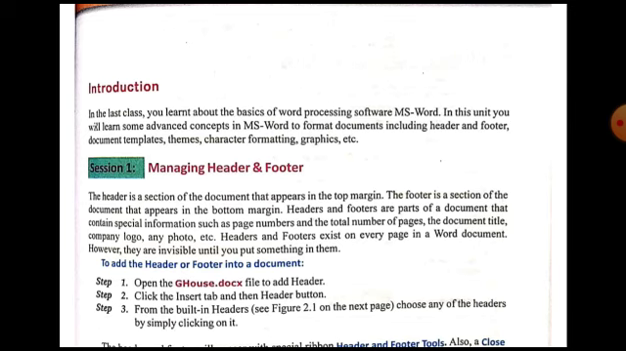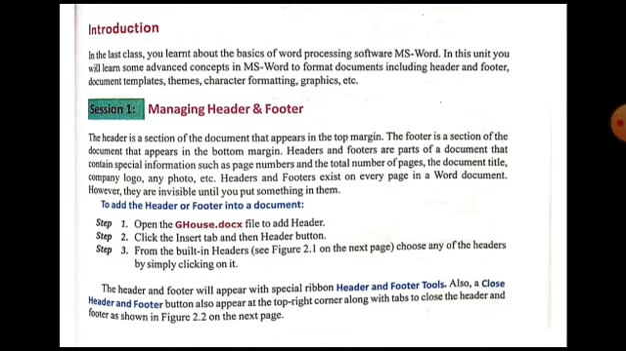Headers and footers are the parts of a document that contain special information such as page numbers and the total number of pages. This is also a very important question. If somebody asks you about the definition of header and footer, you will write these two lines: a header is a section of the document that appears in the top margin, and a footer is a section of the document that appears in the bottom margin. This is a very common question that may be asked.